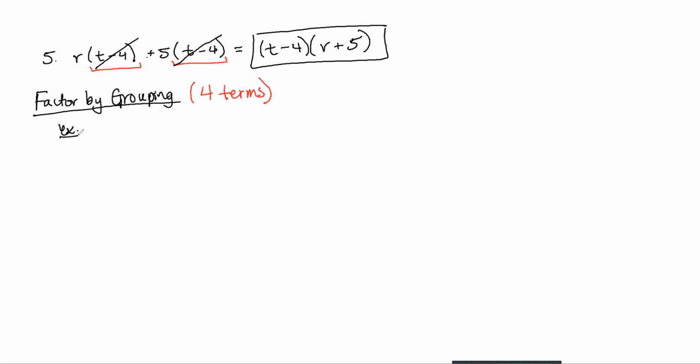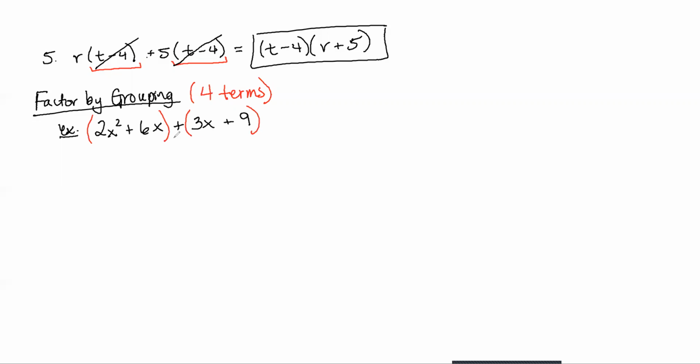So if we're given 2x squared plus 6x plus 3x plus 9, the first thing you want to do is look at this and figure out how many terms you have. We have 1, 2, 3, 4. So we do want to use grouping. Grouping requires us to group the terms. We're going to group the first 2 terms and the last 2 terms. And I want you to actually leave this plus sign in between.